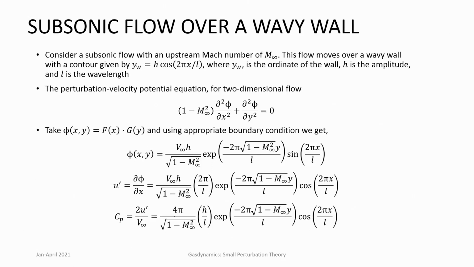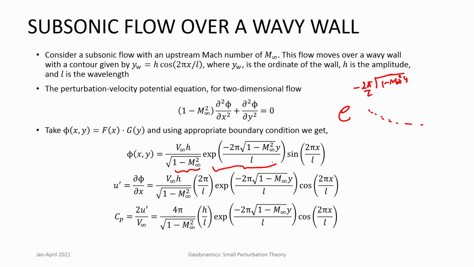Now, if you consider a subsonic flow of the same problem where the same contour is given, but now this equation is elliptic in nature, and if you look at the solution, you find that it contains an exponential term. You have some constants which are V infinity h square root of 1 minus M infinity square, but here you have a term e power minus 2 pi by L square root of 1 minus M infinity square y. So, if you look at this term, there is an exponential which has a negative exponent. That means this kind of a function will try to reduce the amplitude as you increase y.